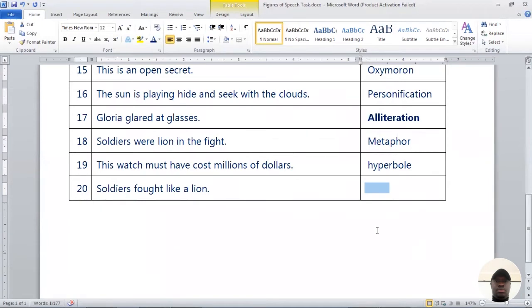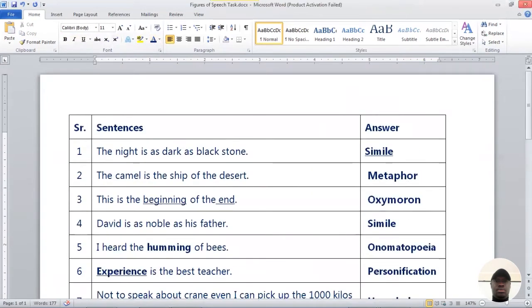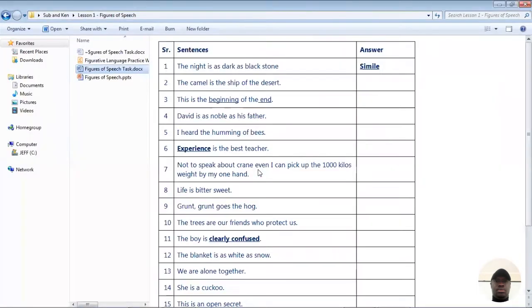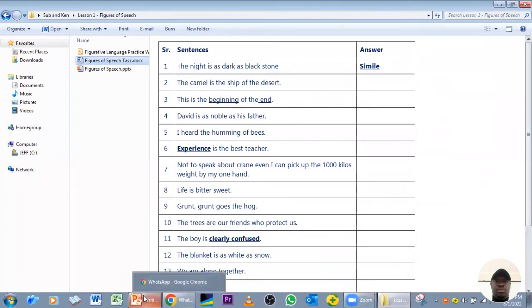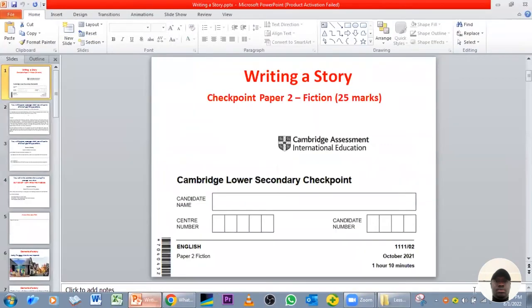Number 20, similar to 18. Metaphor. No, I said similar. I didn't say it's the same. Simile. Simile, very correct because of the like. Now, as far as I'm concerned, you did very well. Very, very well. Now, let's look at something today.